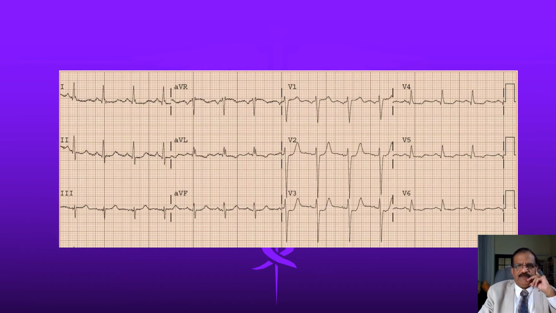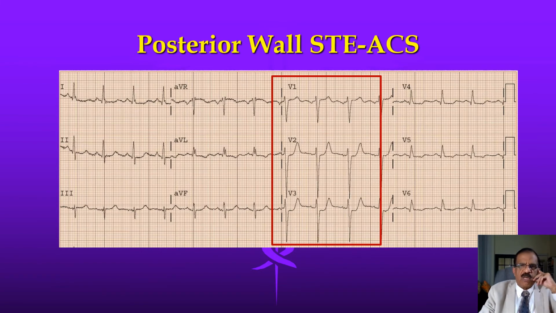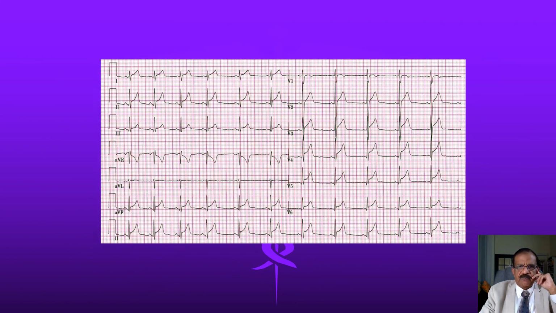What do you see here? This we actually have already discussed, so I'll be a little quick to save time. I think you see the same thing as ST depression and prominent T wave. Here I think T wave is definitely very prominent, and you also see slightly prominent R wave. So this is I think also true posterior wall acute coronary syndrome or true posterior wall myocardial infarction. I think the same criteria.